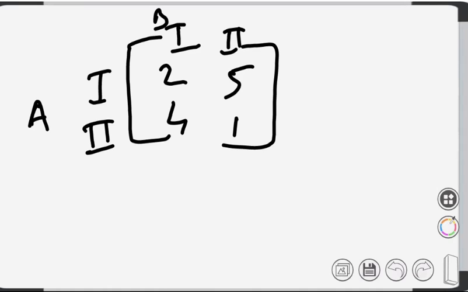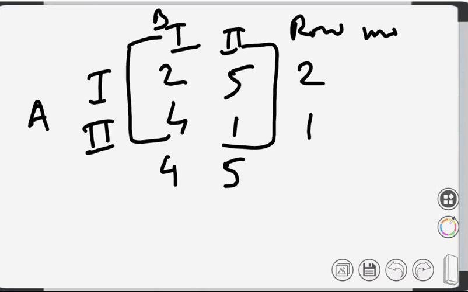So first we'll find out the row minimum. For the first row, the minimum is 2, and for the second row, the row minimum is 1. For the columns, the first column maximum is 4 and the second column maximum is 5. Now the max of row min is 2 and the min of column max is 4.